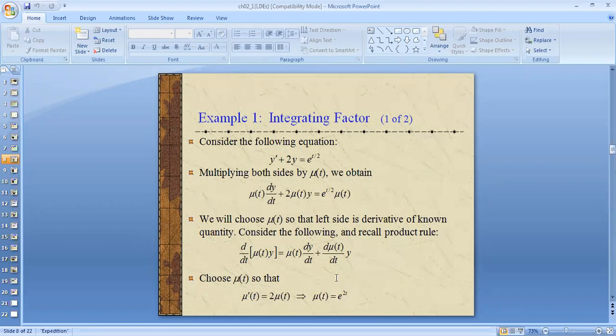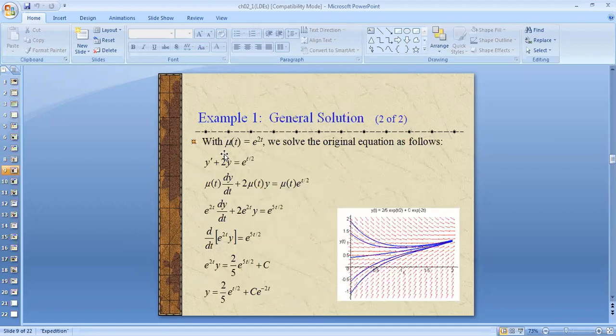So mu t equals e to the power 2t. Now since mu t equals e to the power 2t, we solve the original differential equation by multiplying mu t on both sides. Then the left hand side can be written using the product rule, u into the differentiation of v plus v into the differentiation of u. Then e^(2t) times e^(t/2) can be written as e^(5t/2). So taking integration on both sides, e^(2t) y equals 2/5 e^(5t/2) plus c.